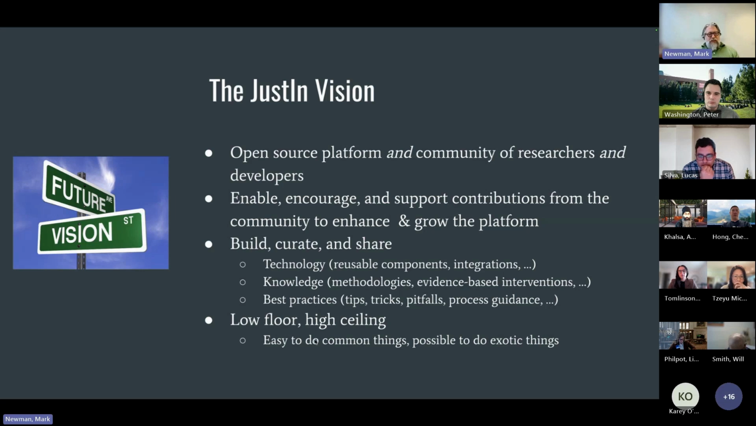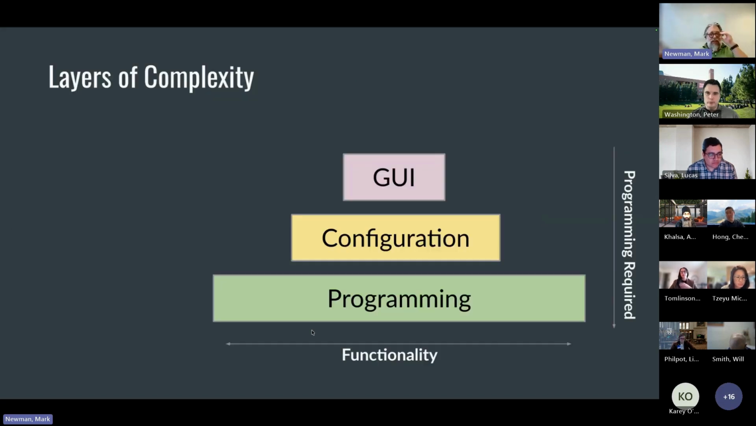And we want to do all of this by providing a low floor and a high ceiling, meaning that the barrier to entry to building your first JITAI with Justin, we want it to be easy to do those common things that you need to do, but also the ability to customize and do things in a flexible way as needed. So I'll just quickly talk through how we are going to do that. How can you make something both powerful and easy to use?